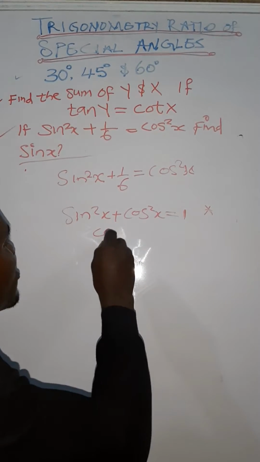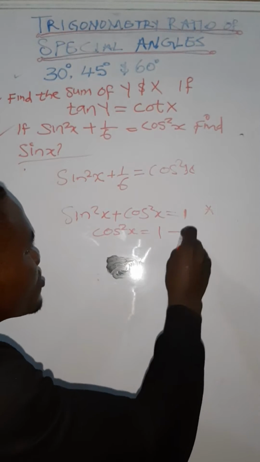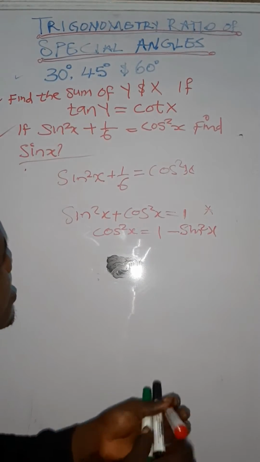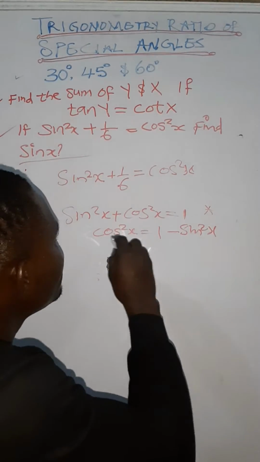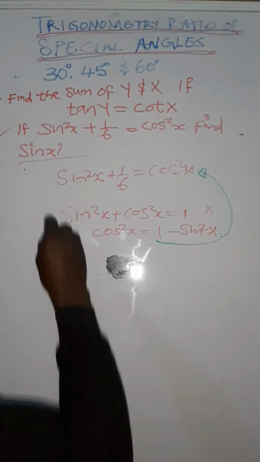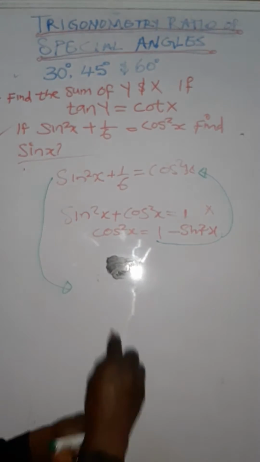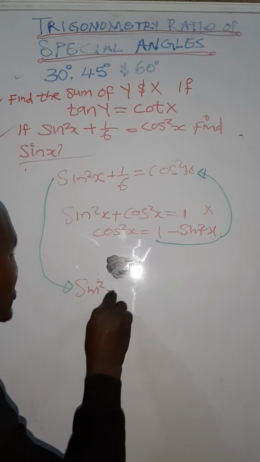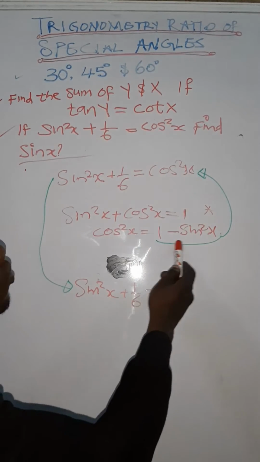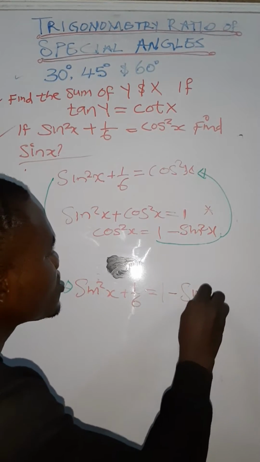Making cos square x the subject of the formula, cos square x will be equal to 1, and when sine square x moves to this side, it becomes minus sine square x. So now you replace cos square x here. The equation becomes sine square x plus 1 over 6 equals, instead of writing cos square x, I will replace it with 1 minus sine square x.